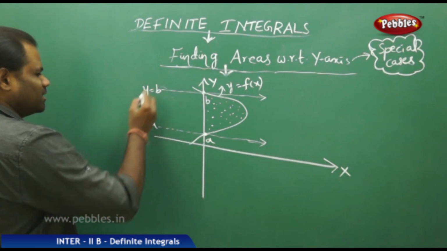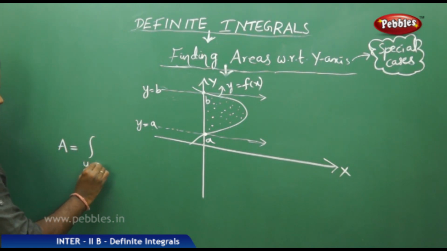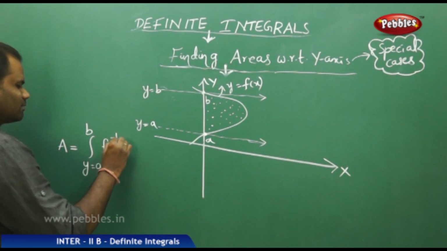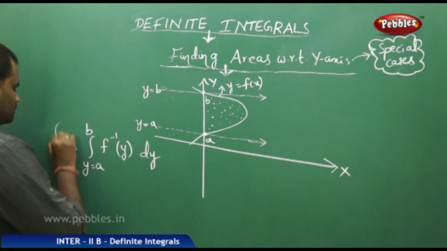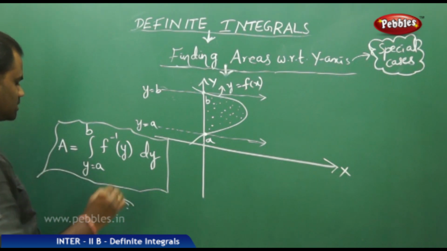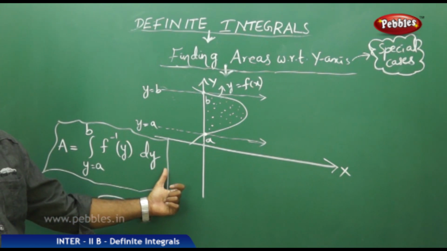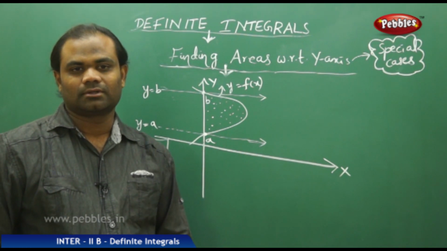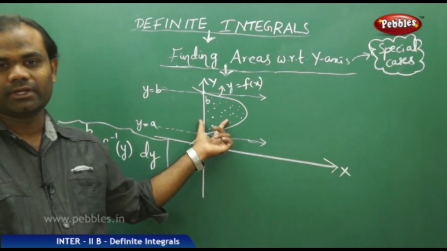So once we get the limits, the required area is integral from the lower limit to the upper limit of the upper curve minus the lower curve dy, which we obtain as integral y equals a to b of f inverse y dy. Finding the areas using intercepts converted into limits gives this formula for this area.